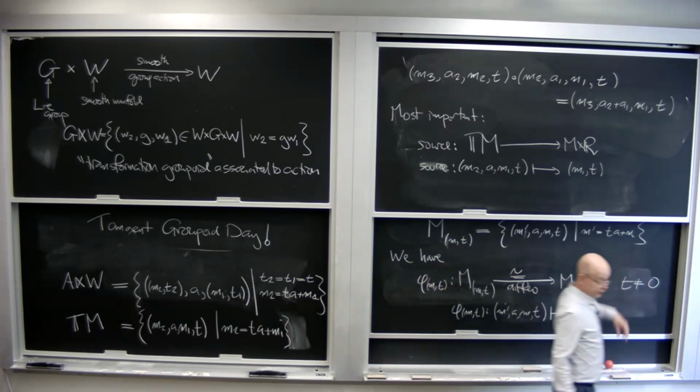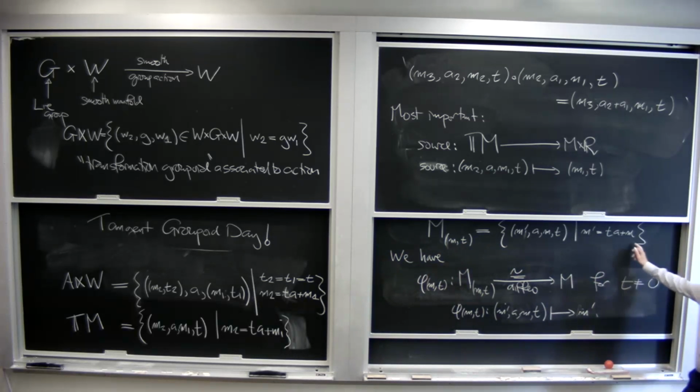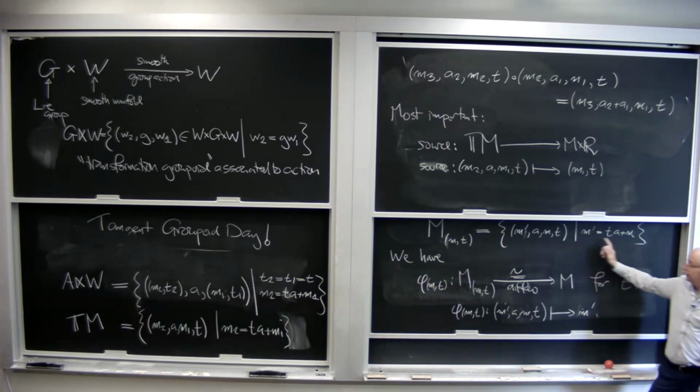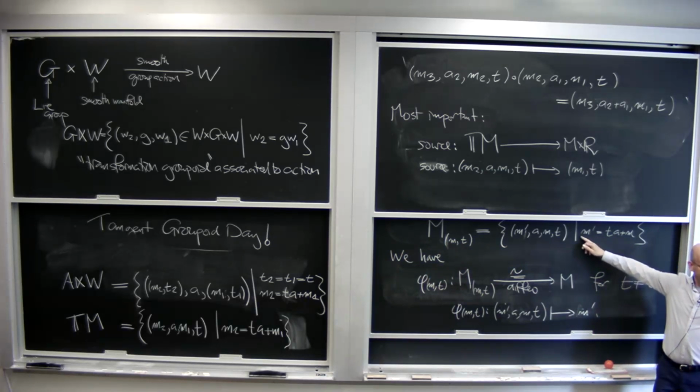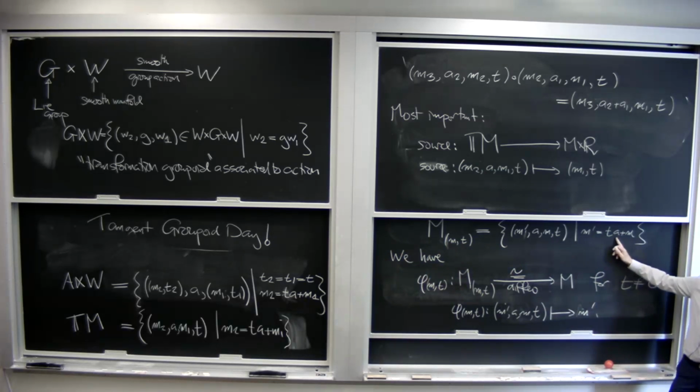Because if T is not 0 in the equation which defines membership in the source fiber, you can solve for A. A is actually a function of M prime, isn't it? So once you know M prime, you can figure out what A is by dividing by T, which is legal if T is not 0. And so this projection map here is a diffeomorphism.